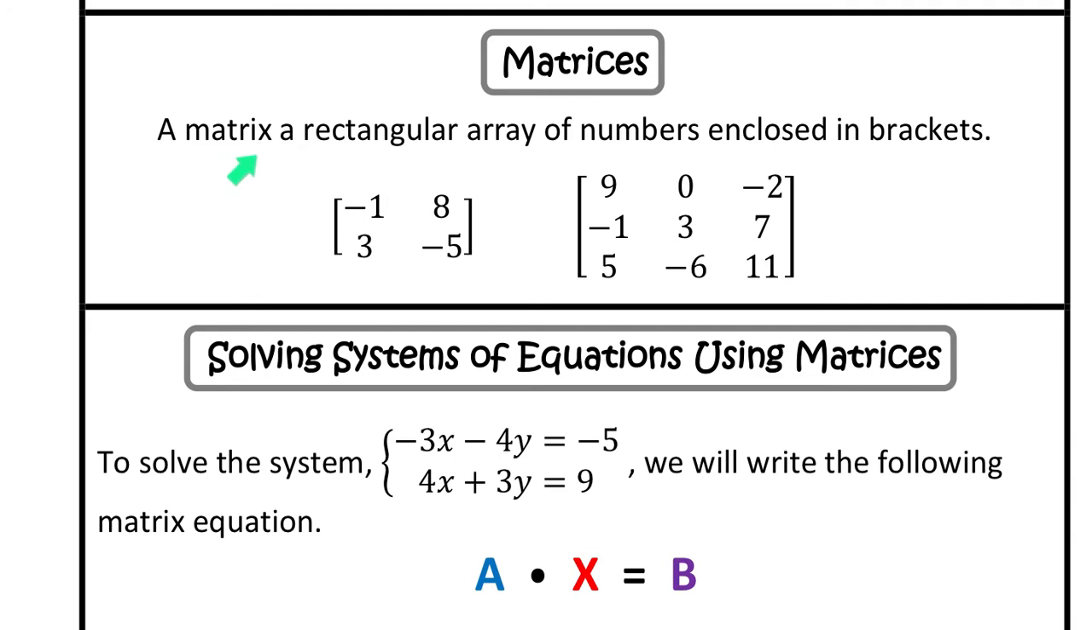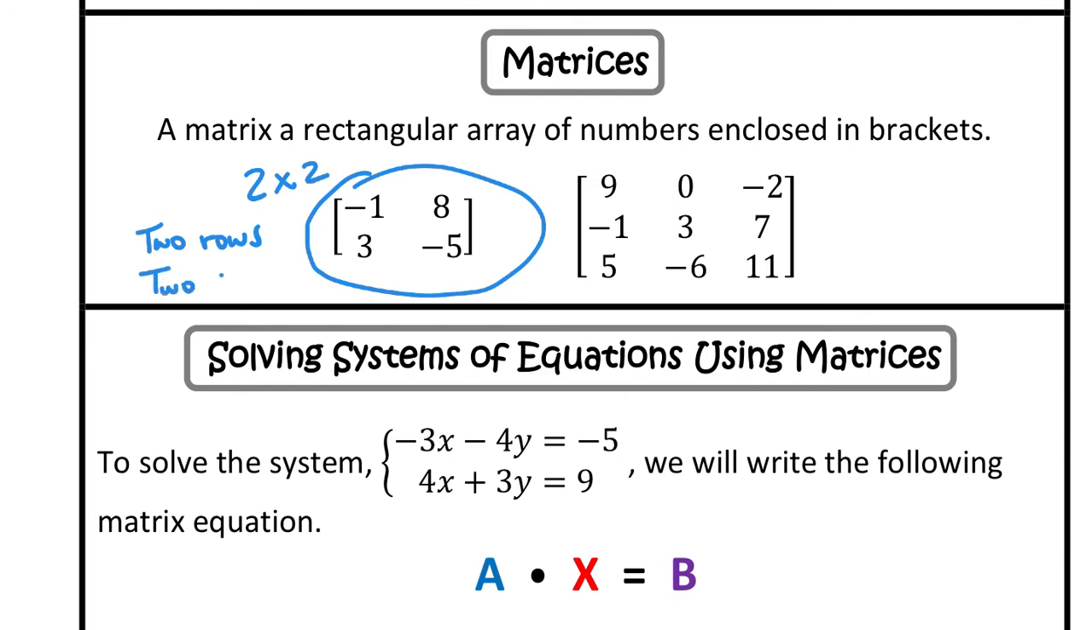Matrices. A matrix is a rectangular array of numbers enclosed in brackets. You might have seen arrays in computer science, but basically an array is just a list of numbers. If you notice, for example, this matrix here is called a 2 by 2 matrix, because it has 2 rows and 2 columns.